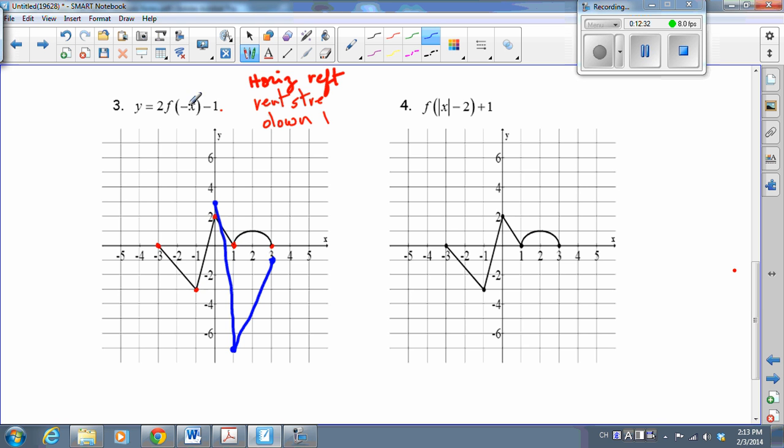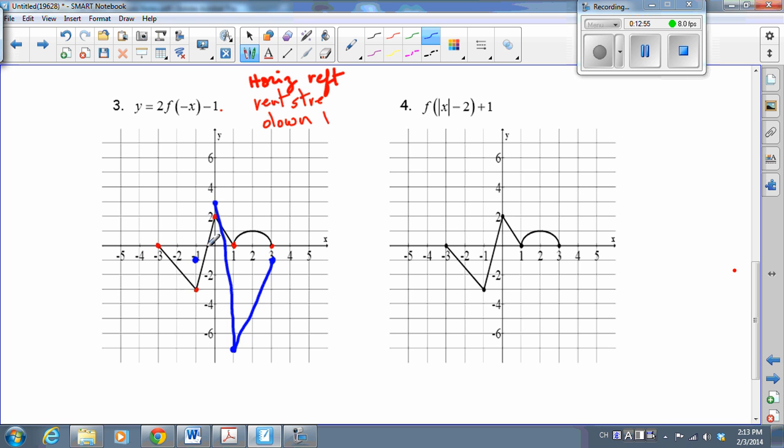The next point is the point 1. In order for me to plug in 1 here, I need -1 to turn into 1. And f of 1 is 0. So if I plug in 1 here, I get 0 total. And if I plug in -1, I get 0. 2 times 0 is 0, minus 1 is -1. So at -1, I'm at -1, meaning this point.